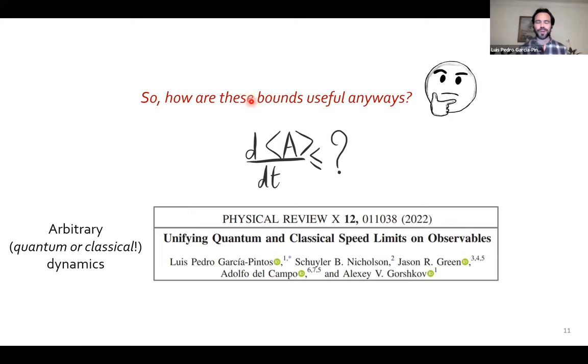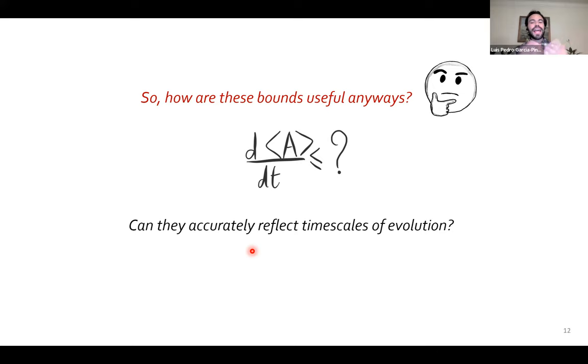The fact that you can derive these very general speed limits that hold for arbitrary dynamics makes one wonder whether these bounds may be useful. If there are bounds that hold for any system, it's not unnatural to wonder whether they reflect the dynamics of an actual system, or whether they are completely far off from the timescales over which a physical system actually evolves. This is kind of a mean question, but more constructively, the question I want to ask is: do these general bounds accurately reflect timescales of evolution?